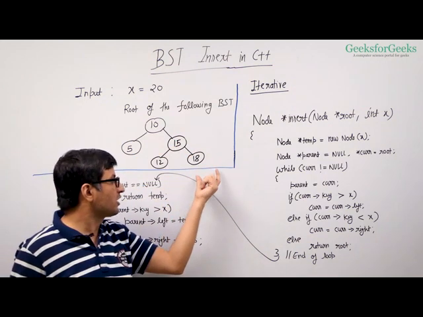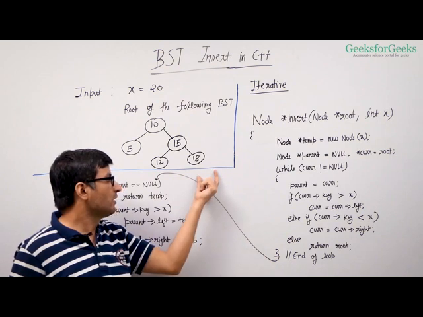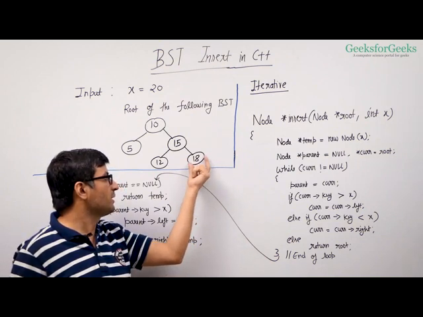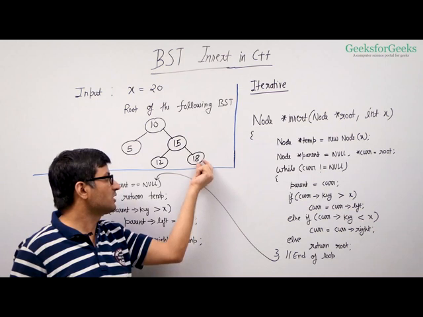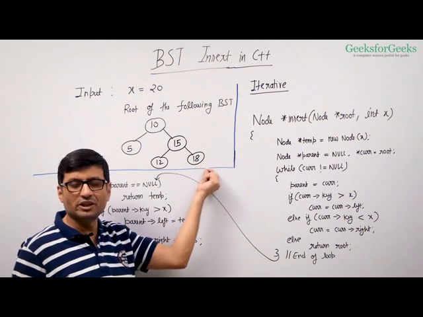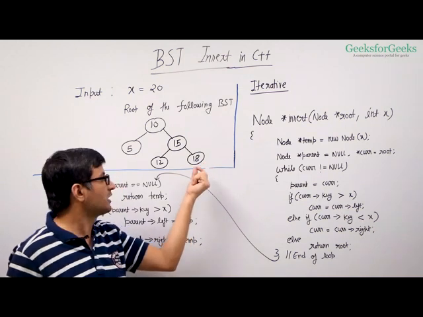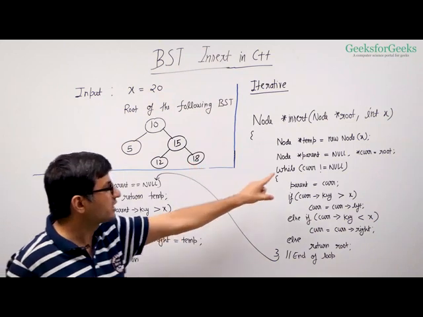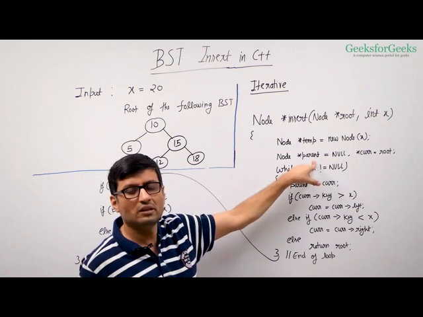Now when I'm inserting a node here, my current is null, but how do I connect the parent of this new position with this new node, right? We need to make this connection also. For that purpose, we maintain an extra pointer called parent, right?